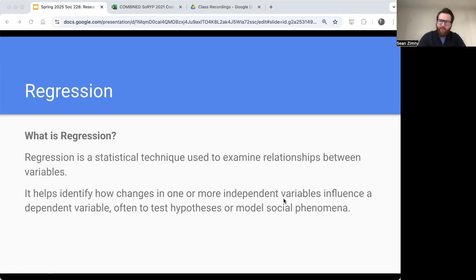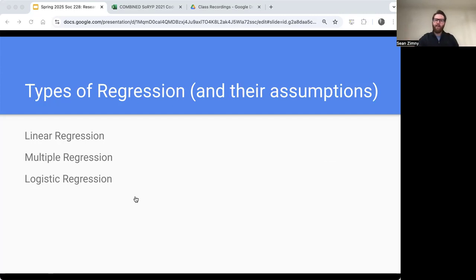Some other practical applications of regression. We as sociologists use regression to analyze a variety of social issues. For example, predicting educational attainment based on family background and school quality, or modeling the impact of urban development policies on housing affordability, or examining the relationship between media consumption and political attitudes. So all these are different types of applications of regression.